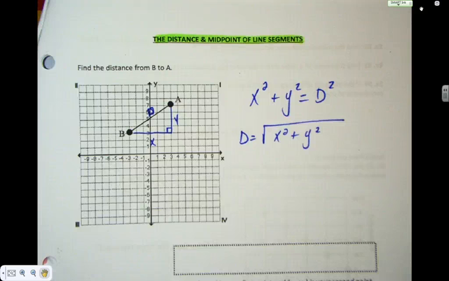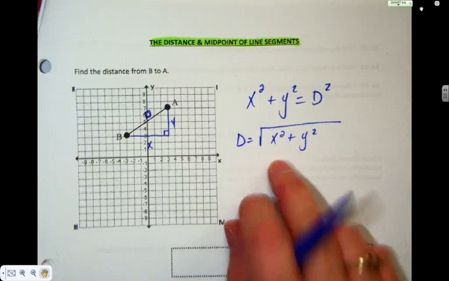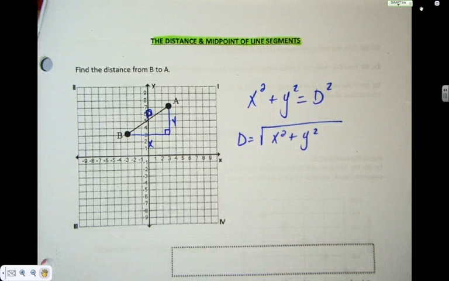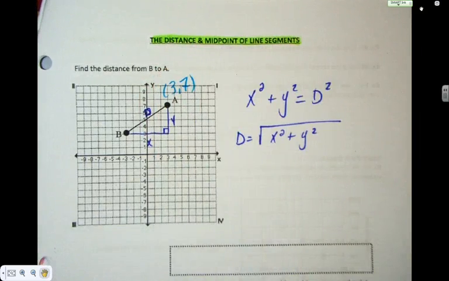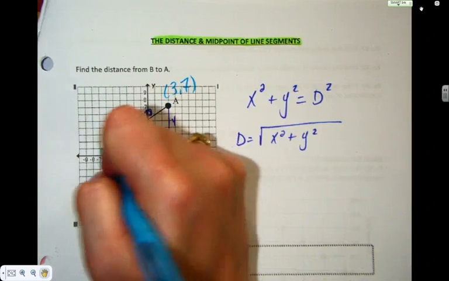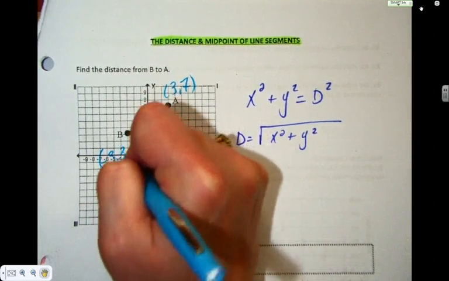But A has its own x and its own y, and B has a different x and a different y. So what's the value that I'm putting in here? Is it the x of A or the x of B or a completely different x? Well, what are the coordinates of A? 3 and 7. And what are the coordinates of B? Negative 3 and 3.